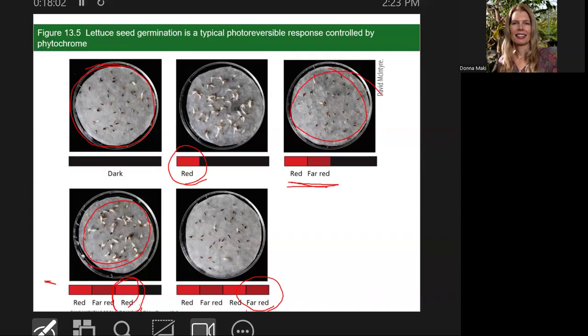So this got them scratching their heads. So they were like, okay, there's some kind of pigment that maybe can pick up red and far red light and somehow it's able to tell the difference between those two qualities, and whatever it gets exposed to last, it has some different behavior patterns to that. So they started searching for this.